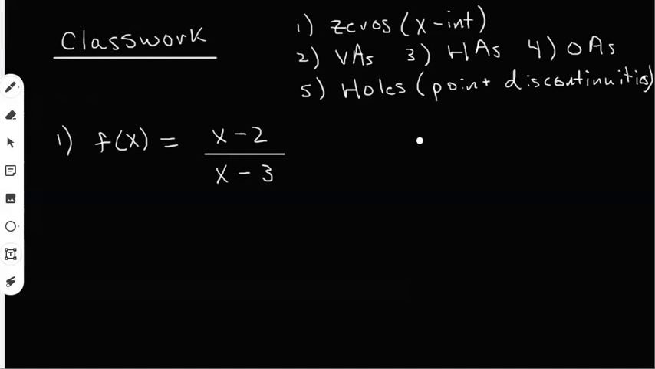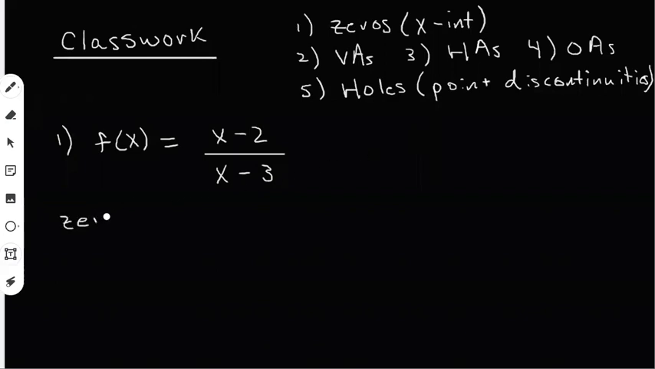So for this function, I have something on top, which is called the numerator, and I have something on the bottom, which is called the denominator. Before I get started, I want to make sure that the top is fully factored, and I want to make sure the bottom is fully factored. And since there's nothing really to factor out, we're not going to be able to cancel out anything and make it any simpler than it already is. So we're just going to go ahead and get started.